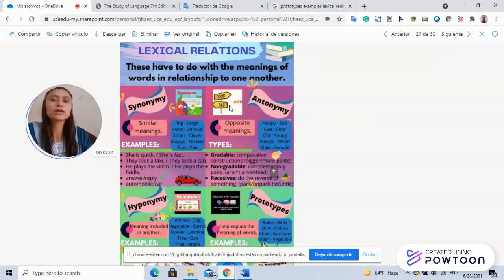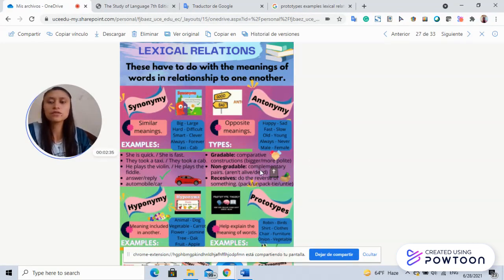Okay, the other one is antonymy, in which two or more words have opposite meanings. For example, happy, sad, fast, slow, always, never. And we can use antonyms with adjectives, verbs, and adverbs. We divide it in three types: gradable, non-gradable, and reversives. Gradable, in which we can do comparative constructions. For example, my house is bigger than yours, or she is more polite than her sister, and others.